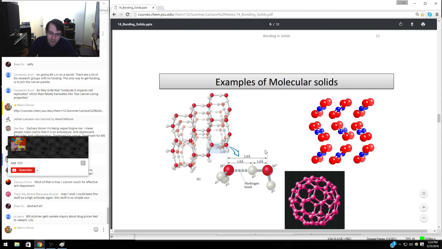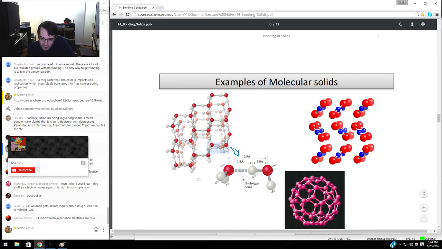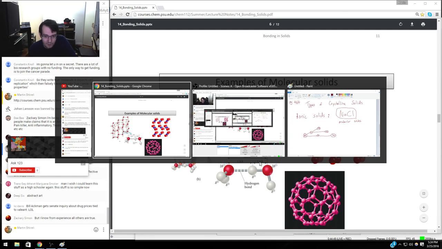And here's a molecular solid. I was about to try to draw this, and it's better to just show you, where each point of the lattice is the actual molecule. And you can see here where they describe hydrogen bonds, and the actual distance between these is an angstrom, a couple angstroms. So all of this is pretty interesting.